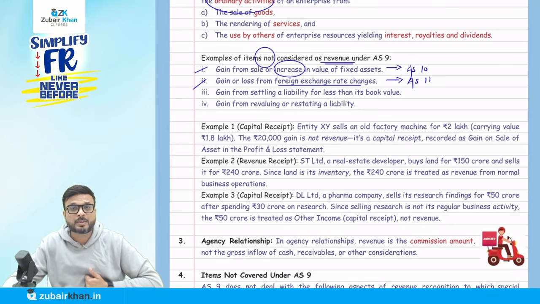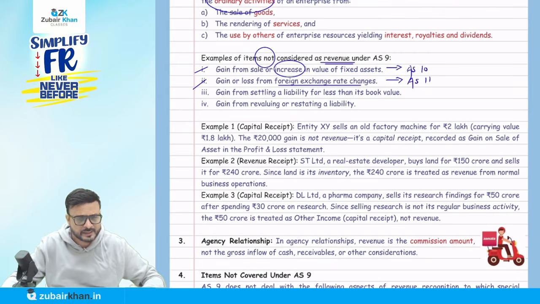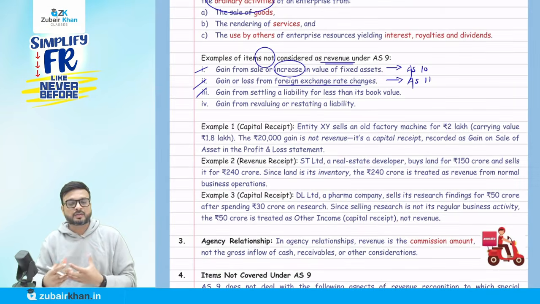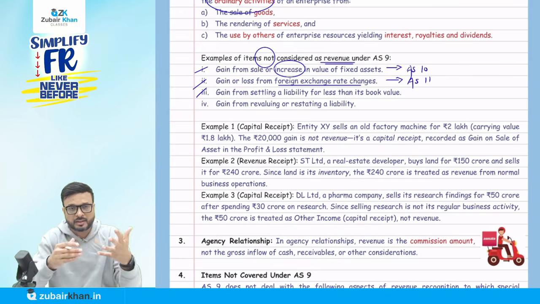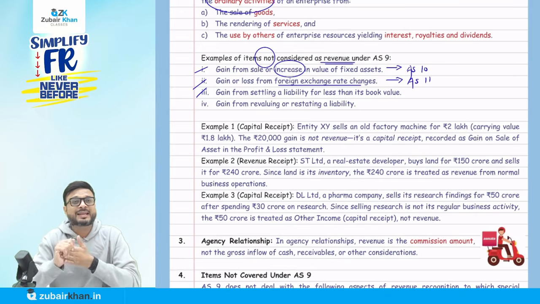Gain from settling a liability for less than its book value. It might happen that I'm liable to pay something, but I want to settle at a lesser amount. That is also not covered by AS 9, because that is not normal revenue on the sale of goods. Now, instead of paying the liability of 10,000, we settle at 9,000. So the lesser amount that we have paid is 1,000, which is a discount. We settle at a lesser amount.